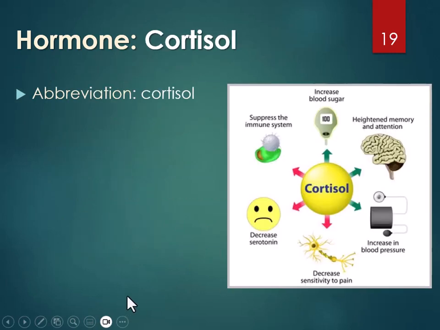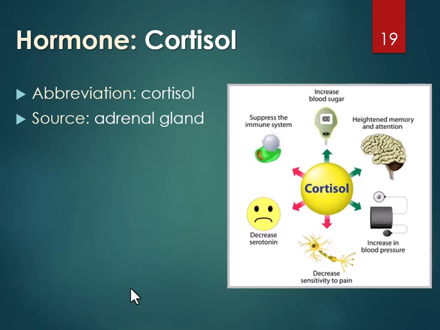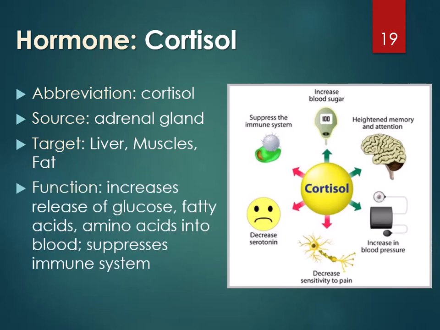Cortisol is another hormone that comes out of the adrenal gland. So we have three from the adrenal gland: epinephrine, cortisol, and aldosterone. Cortisol targets liver, fat, and muscle, and it tells those tissues to release energy into the blood. So that tells the liver to release glucose, the muscles to release amino acids, the fat tissue to release fatty acids. It's giving you this extra energy to deal with stress.